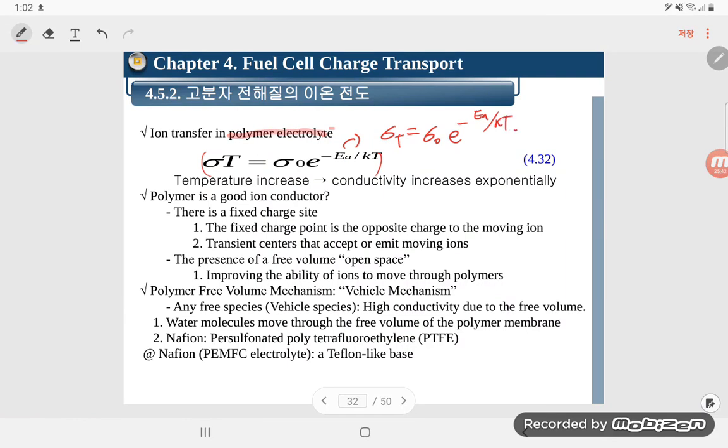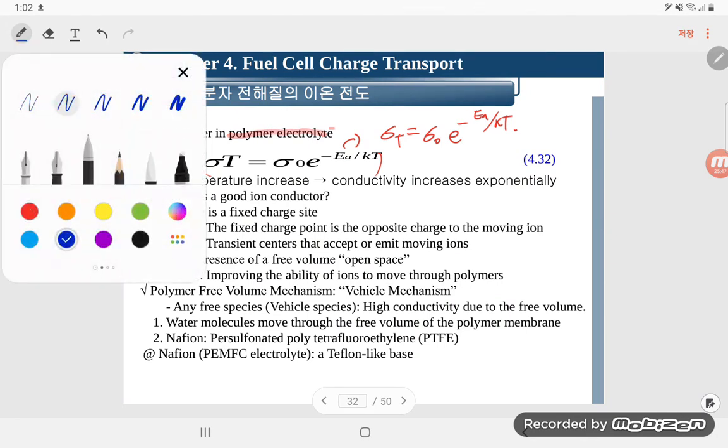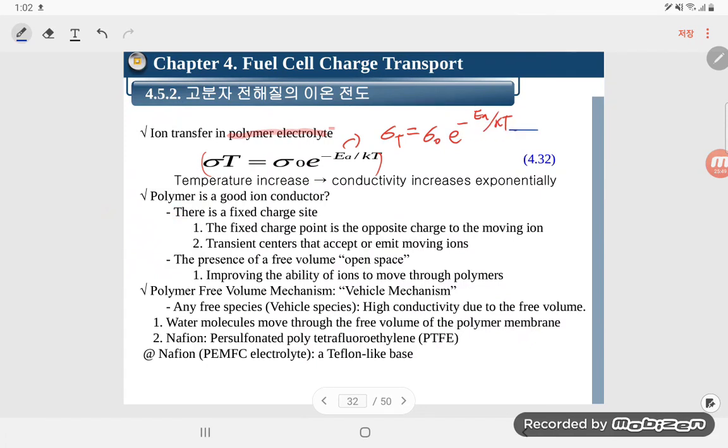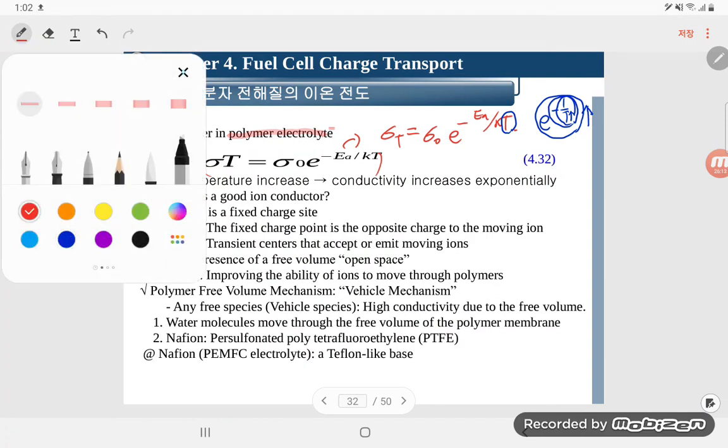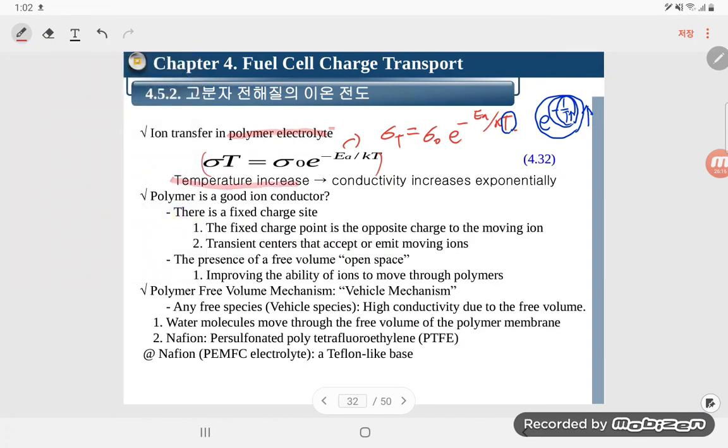In this case, what is the effect of temperature? In this equation, the temperature term is here. When we rewrite this with T, if we increase the temperature, this term decreases, so overall this part increases. So if we increase the temperature, the conductivity will increase. Temperature increases, conductivity increases exponentially.